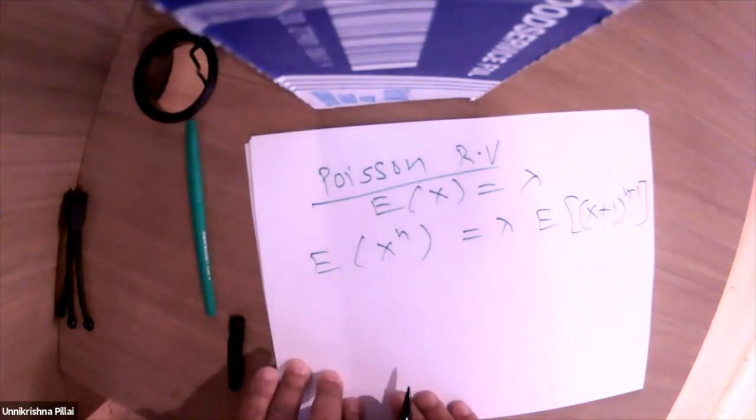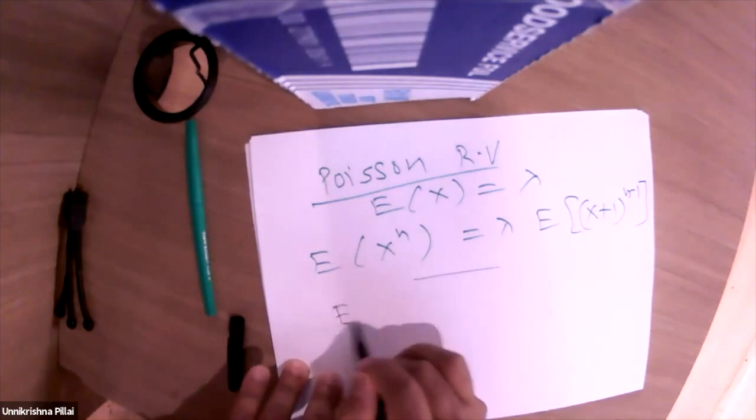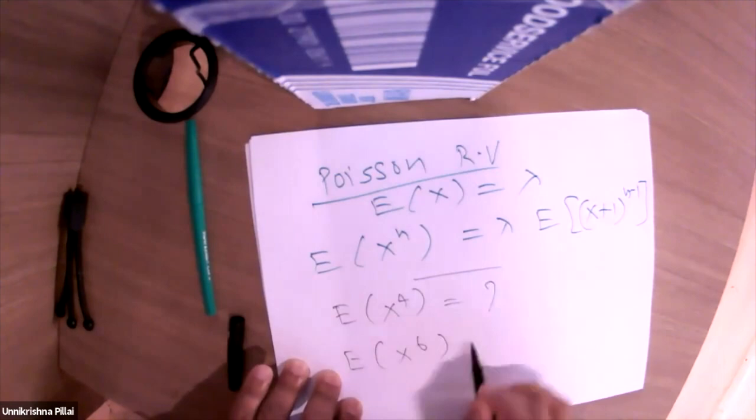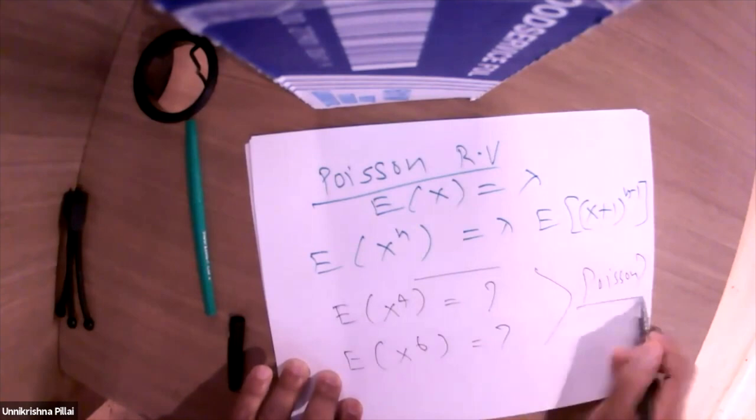Now, how about the mean and variance of Gaussian? That's very important. So before I go into that, why don't you go home and try to find out these things for Poisson? See whether you can apply this formula and find the fourth order and sixth order moments for a Poisson random variable.